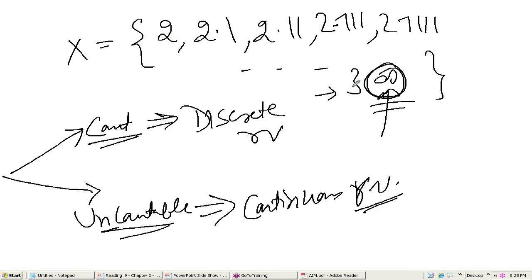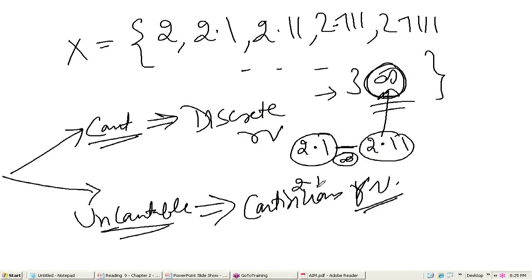Okay, so why is it called continuous? Think about it. Between 2.1 and 2.11, I want to know how many elements there are. You will not be able to find out. Between these two values there will be an infinite number of items, because it can be 2.101, 102, 103, and it can be 2.1030. So there can be an infinite number.